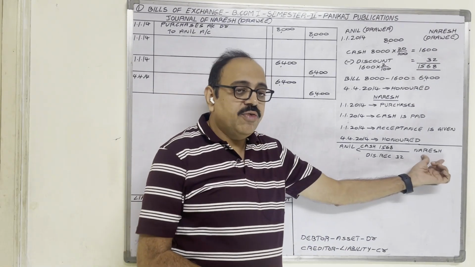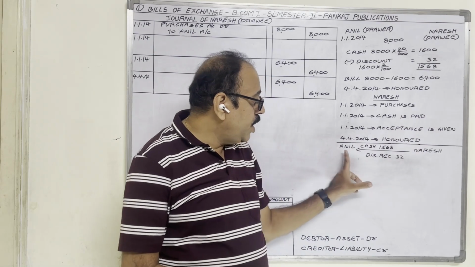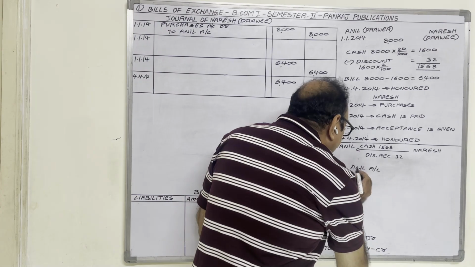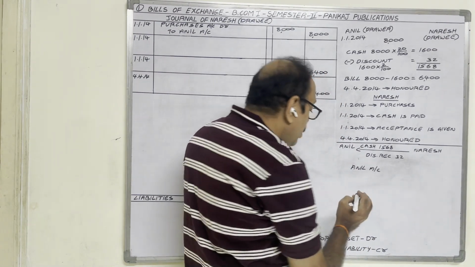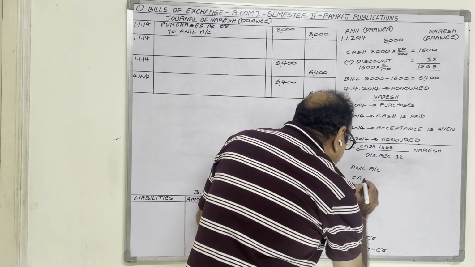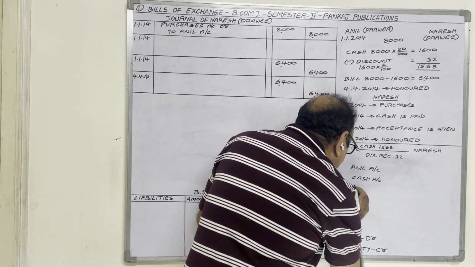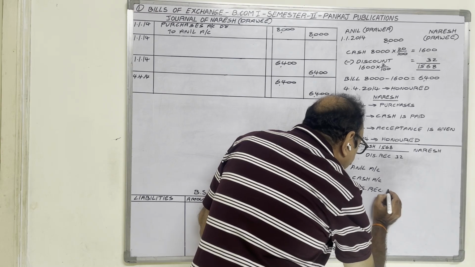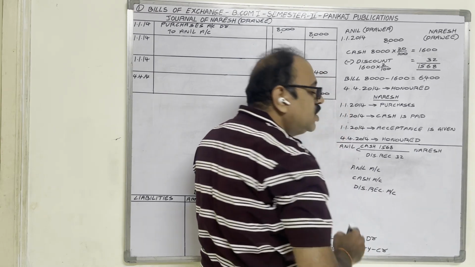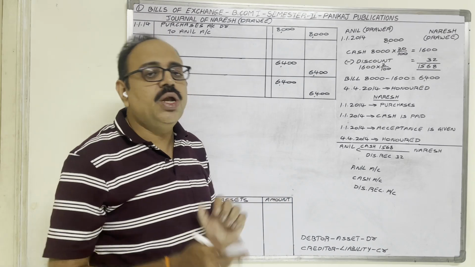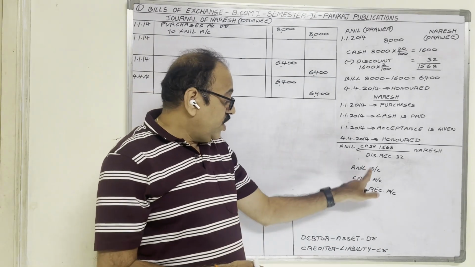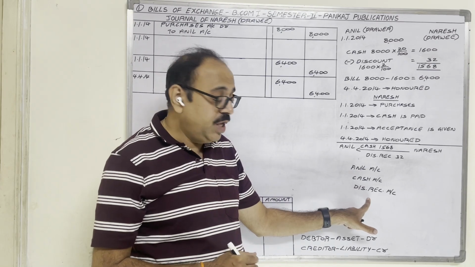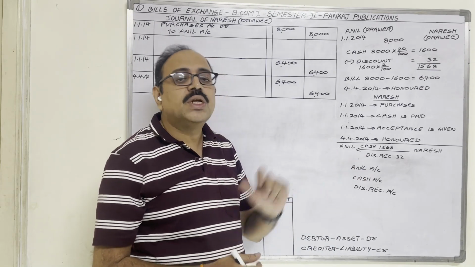Think from Naresh's point of view. Naresh is giving money to Anil. Therefore, Anil account is one account. From Naresh, cash is going now. Cash account is one account. And Naresh is receiving discount. Therefore, discount received account is one account. Instead of discount received account, you can write discount account also. First step is completed, identification of accounts. Second step is grouping. Anil account is a personal account.